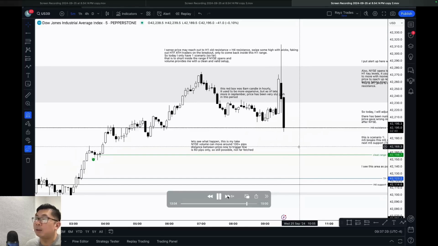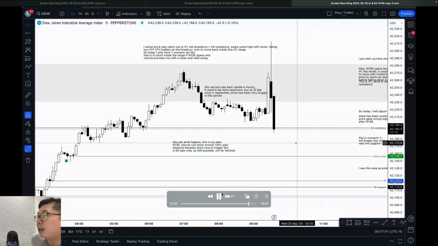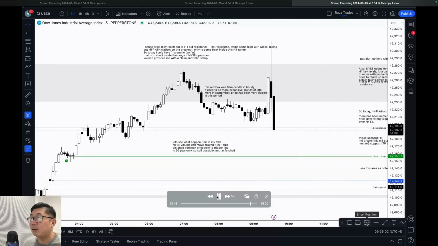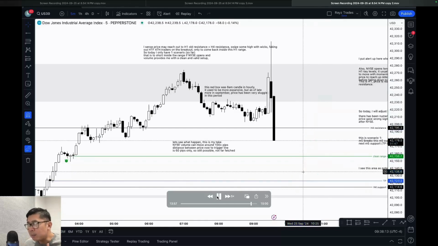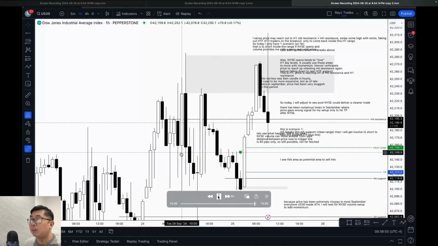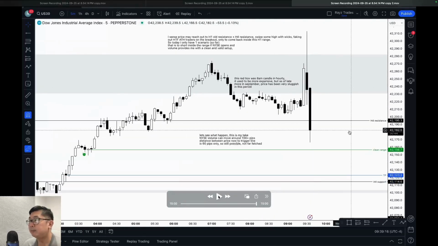And this is what I noticed. When you've got the context and the bias right, and price at the NYSE open rests on a key level on the hourly chart, it tends to have very little to no pullbacks at all, right? So you get a nice momentum.